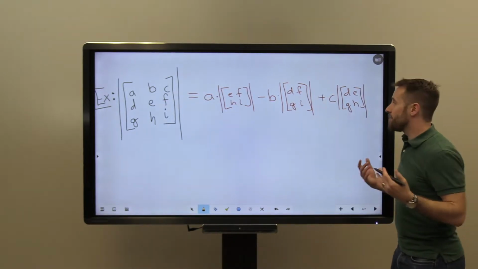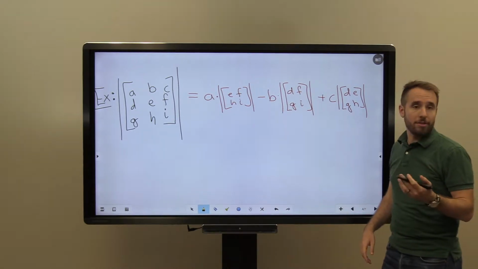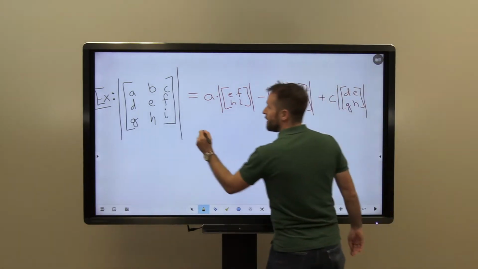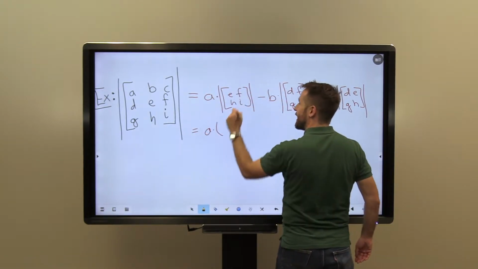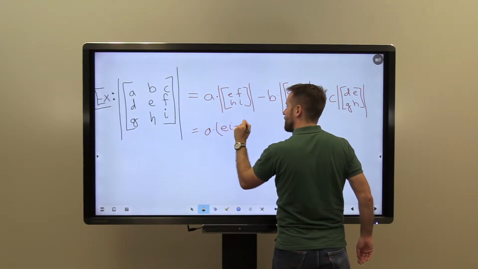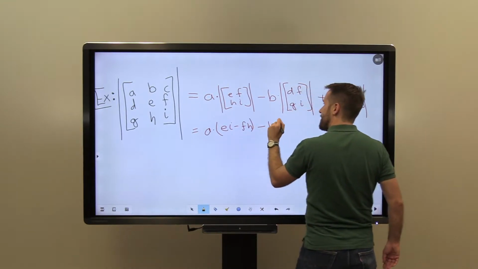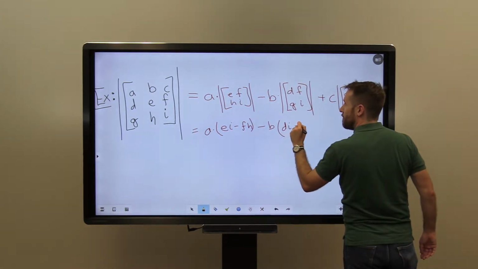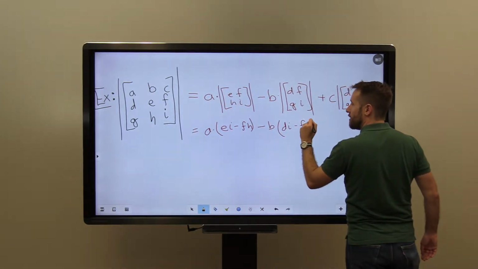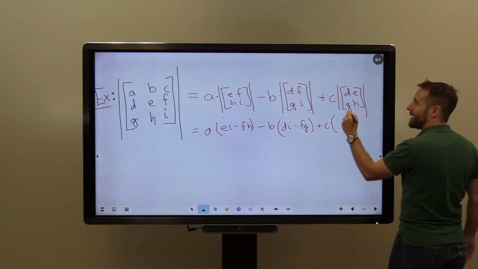And so of course now this is slightly recursive. We have to calculate this by using the determinants of 2 by 2 matrices. But when all the dust settles, we end up with A times (EI minus FH), minus B times (DI minus FG), plus C times (DH minus EG).